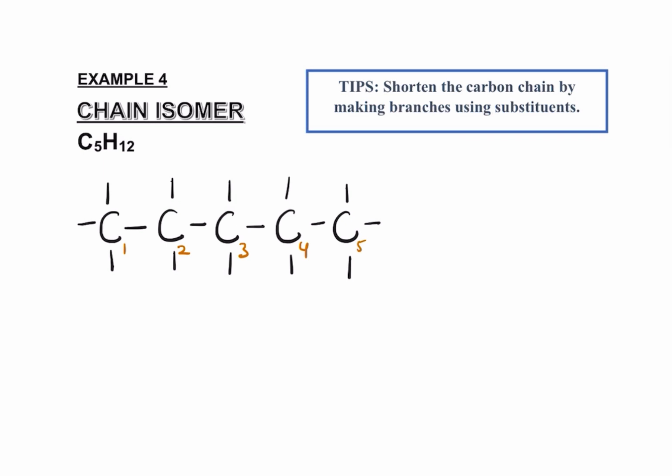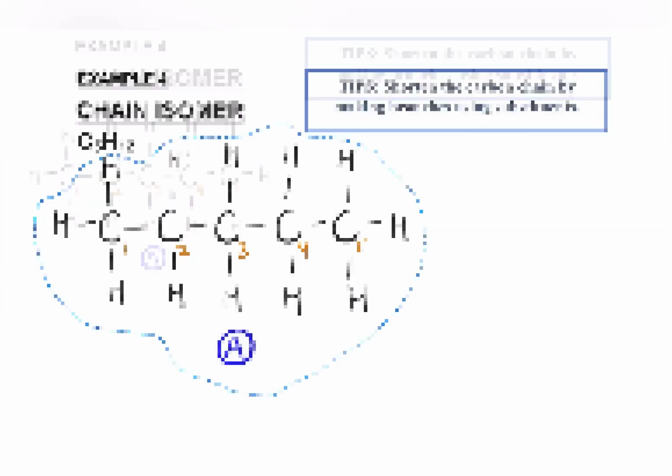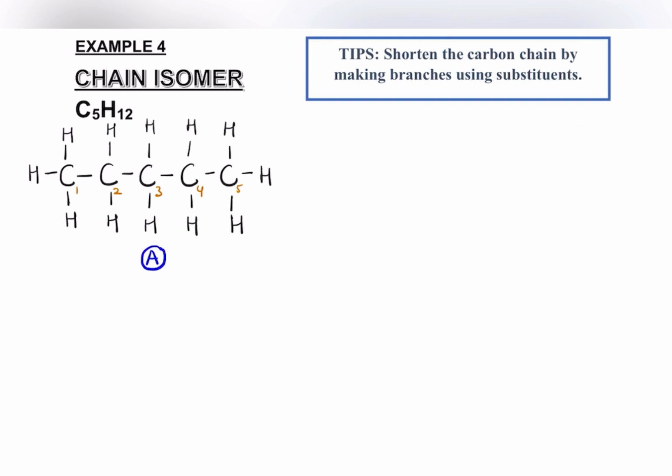Next, you are going to attach all of those covalent bonds to hydrogen atoms. So you got 3 here, 5, 7, 9, 10, 11, 12. So this is going to be my first isomer, A. I'm going to resize this one so that you can have more space. Now let's continue with the next isomer.